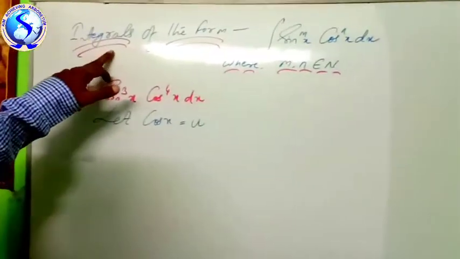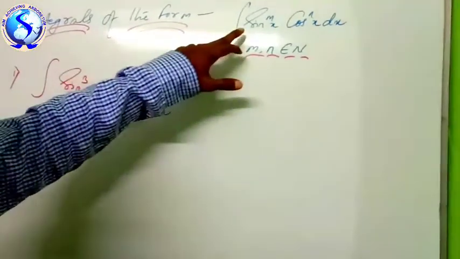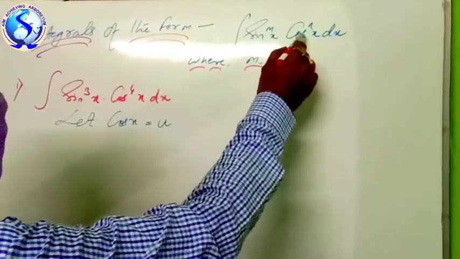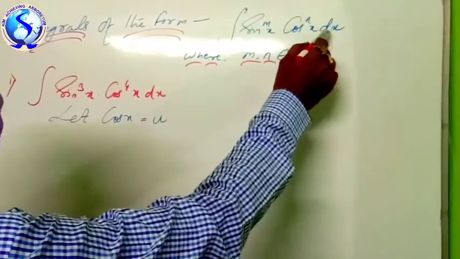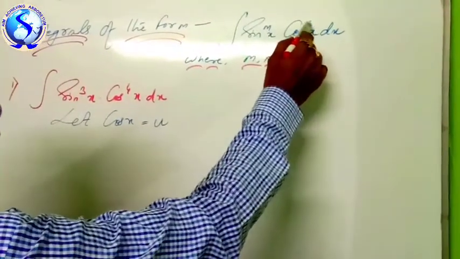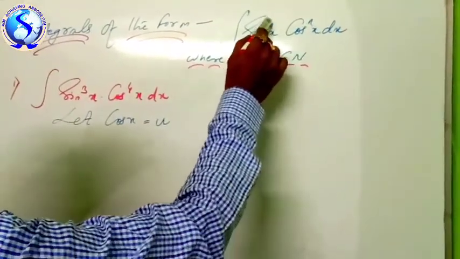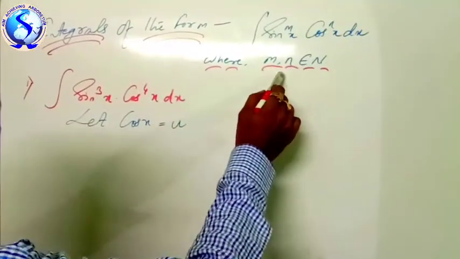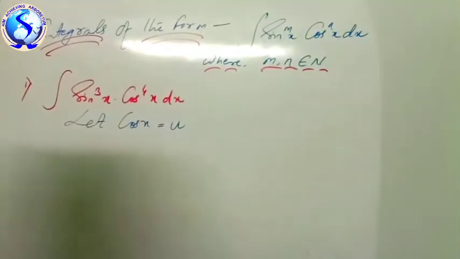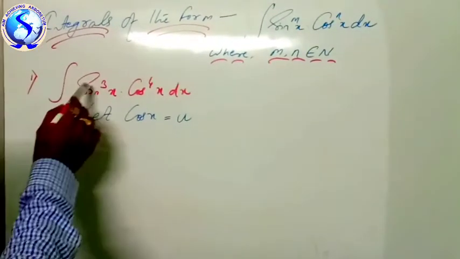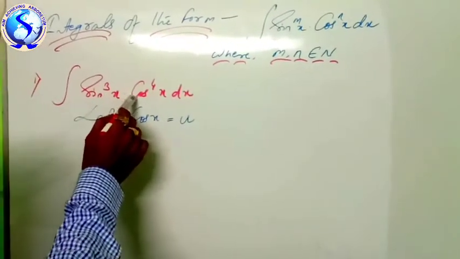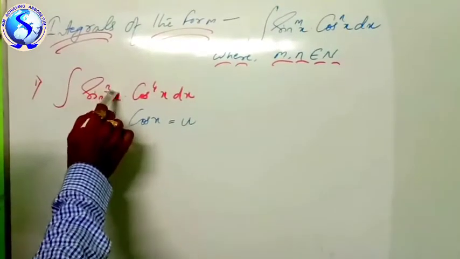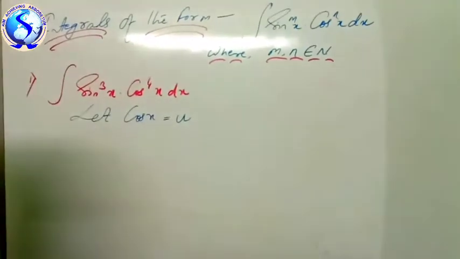See the integrals of the form integration sin to the power m x into cos to the power n x dx. Here the powers are m and n. Sine power is m and cos power is n, where m and n belong to natural numbers. Suppose one question you take: sin cube x into cos to the power 4 x dx. Here m is 3 and n is 4.